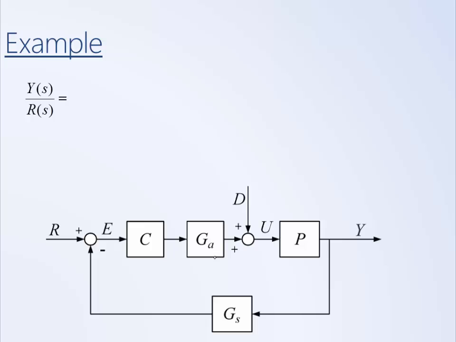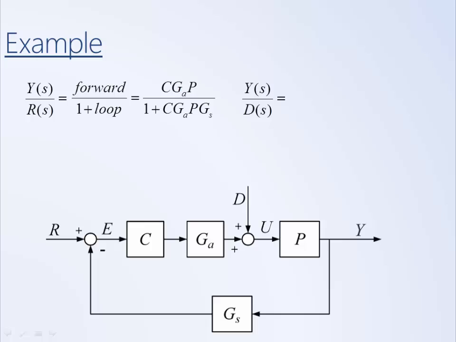includes C, GA, and P in series, so that becomes our numerator. And then our denominator is 1 plus loop, where the loop is these 4 blocks in series. It includes C, GA, P, and GS in series. And so that's what our transfer function is for an input of R and an output of Y.